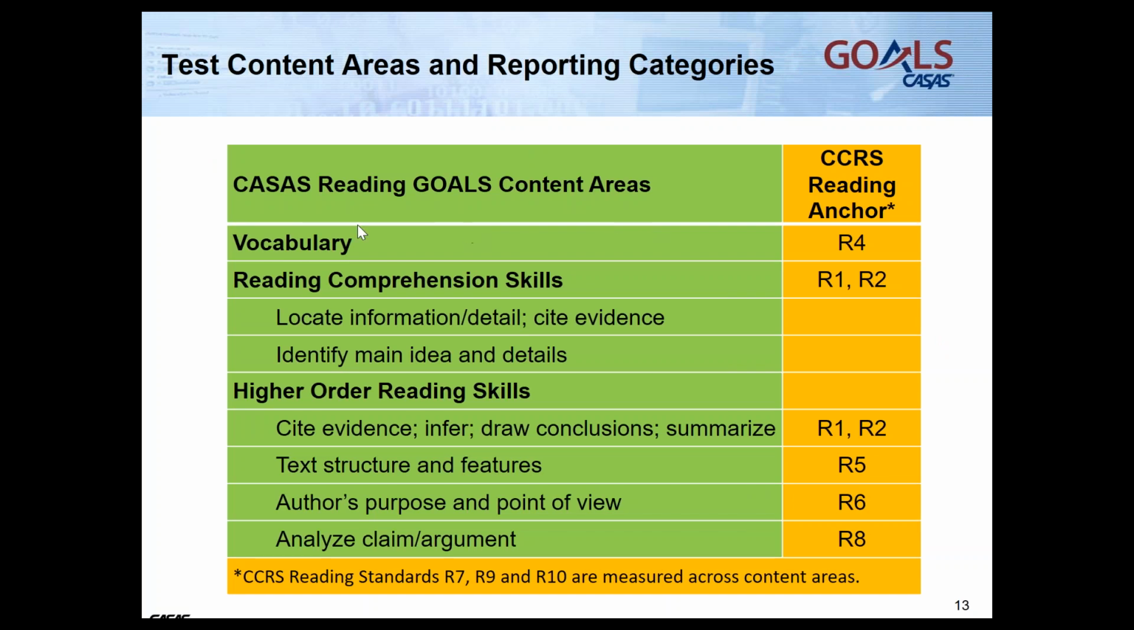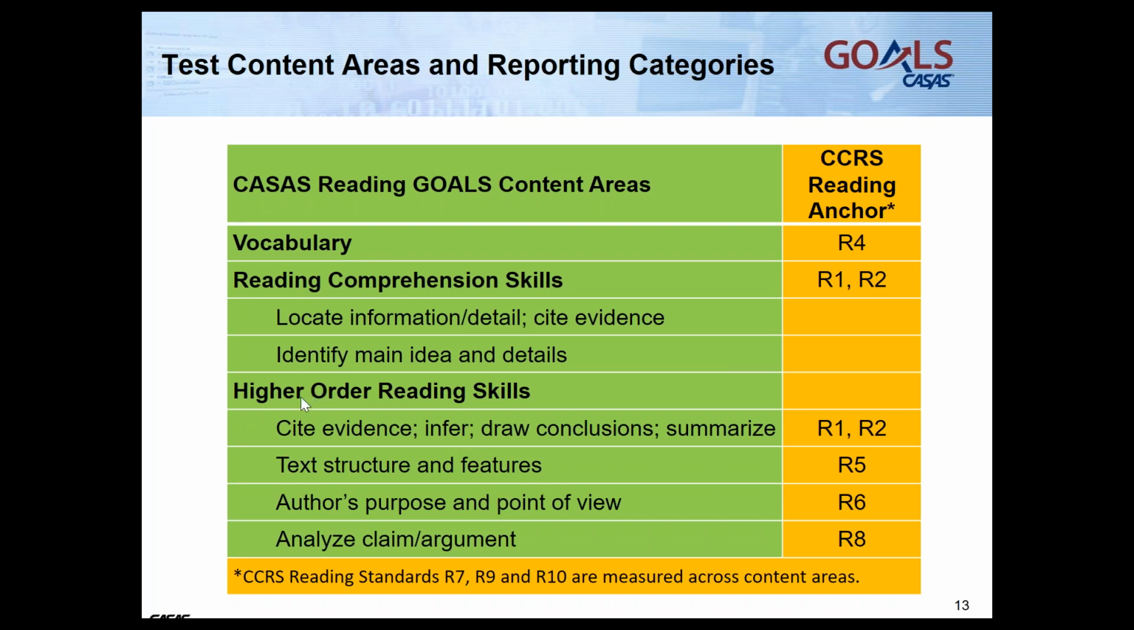So here we have a chart that shows 3 major categories of content in the new CASAS Reading Goals series. On the right side, you can see the CCRS Reading Anchor Standard that these relate to. Another thing that is quite different about the new series is that we are measuring vocabulary per se. It is still in the context of a reading passage, not an isolated vocabulary question. It relates to R4, and on all of the test forms, 20 to 25% of the items target vocabulary. I'll talk a little more about that in a minute when I show you some items.